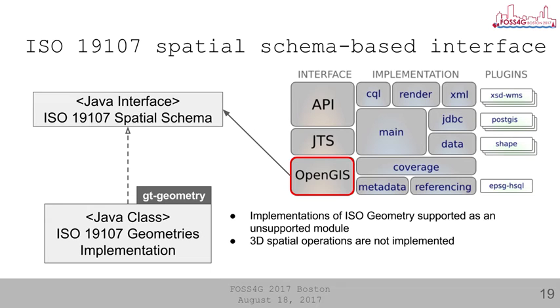Fortunately, GeoTools has interfaces of the ISO 19107 spatial schema in its OpenGIS module. It has solid geometries and can support 3D operations at the interface level. But in GeoServer, they have an ISO 19107 implementation that only supports two-dimensional operations.